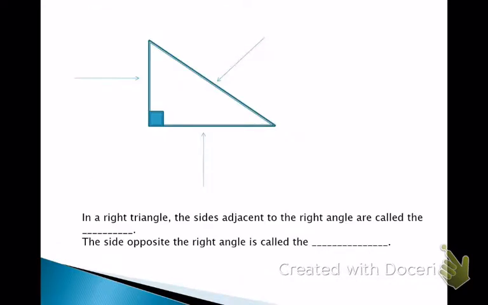Okay? Some other things we need to understand before we get into these two shortcuts. One, in a right triangle, we've talked about this already. The sides adjacent to the right angle, or the sides that are perpendicular in a right triangle, are called legs, and the side opposite the right angle is called the hypotenuse. Okay, we need to keep that in mind. Again, we've talked about this before. There are your legs and your hypotenuse.